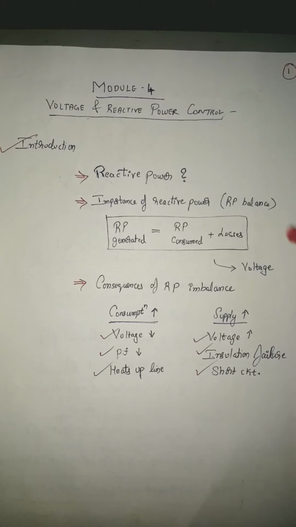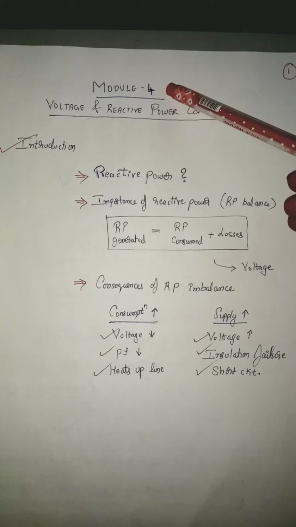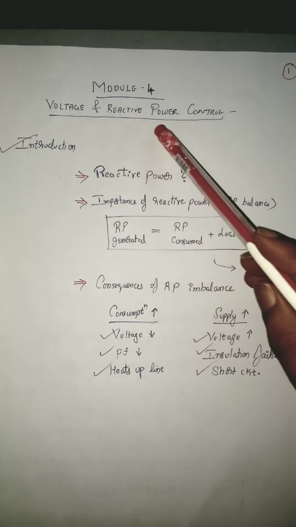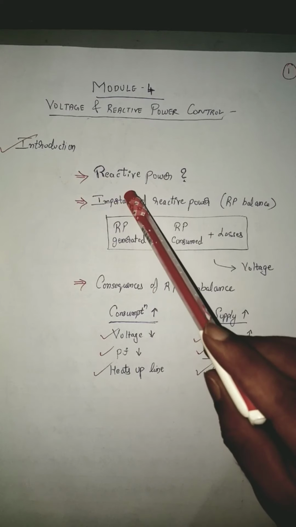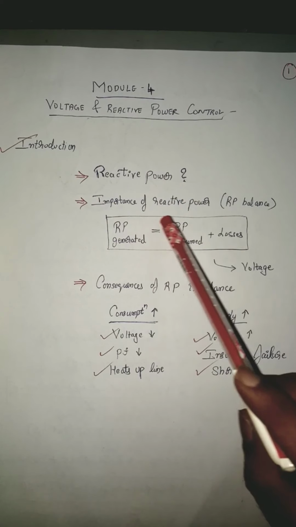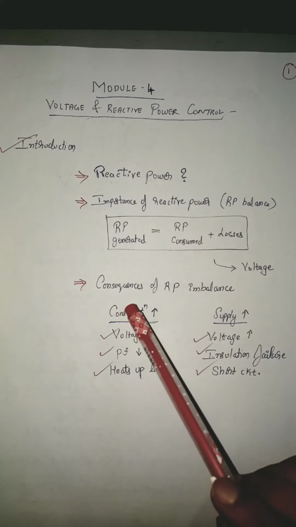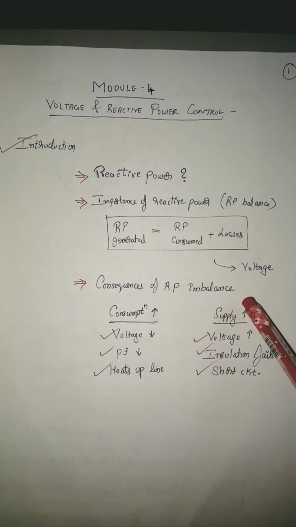So today let us start with module 4. Module 4, the title of the chapter is Voltage and Reactive Power Control. So coming to the introduction, first we'll see what is reactive power, what is the importance of reactive power, and then consequences of reactive power imbalance.